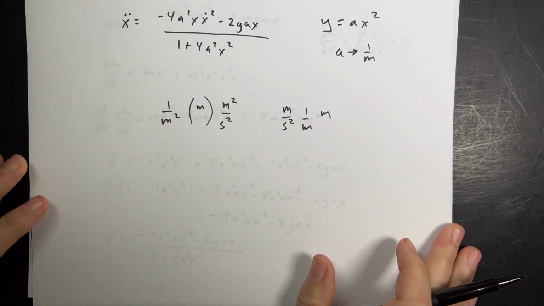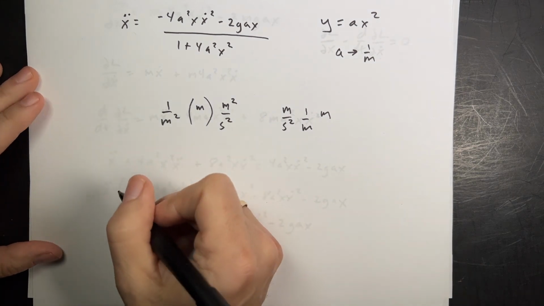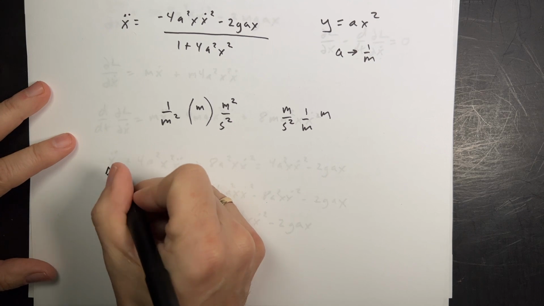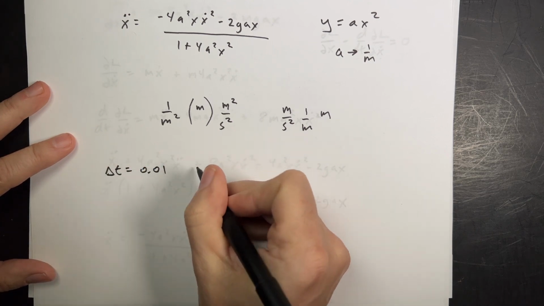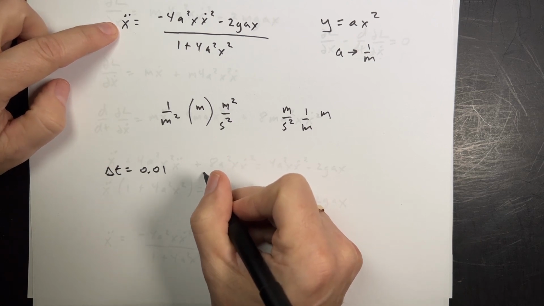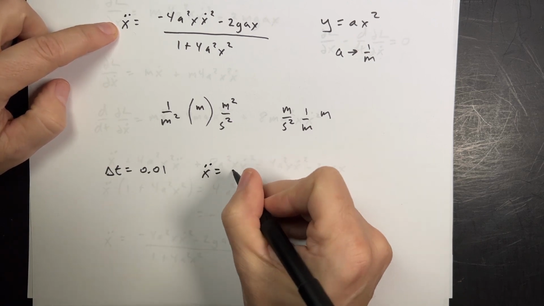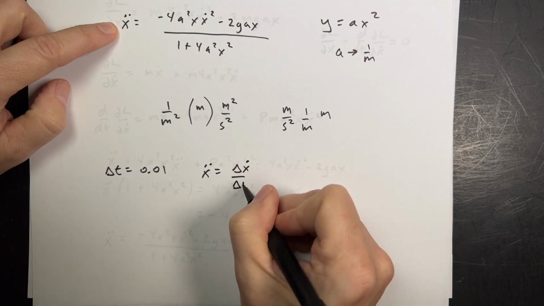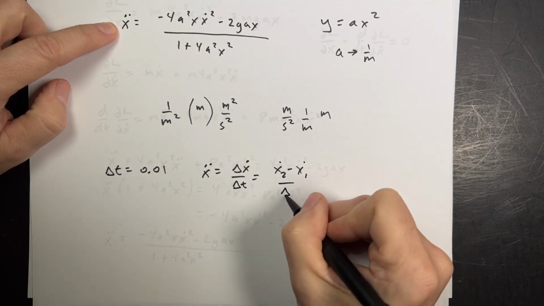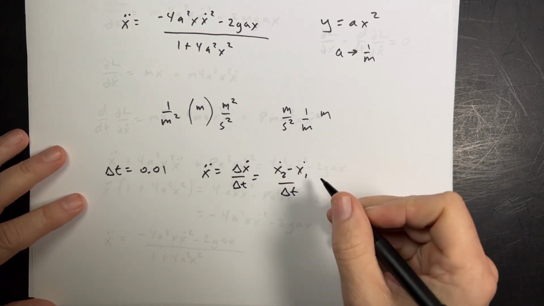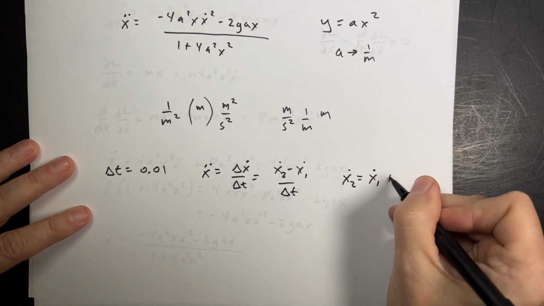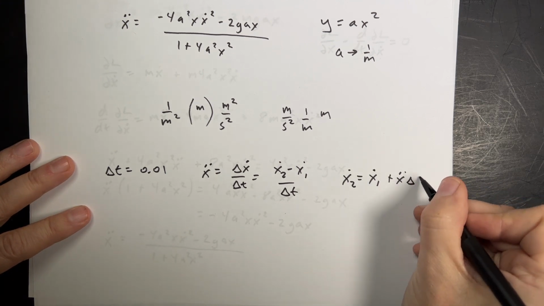Now let's plot this. We're going to use a numerical calculation in Python, and I'm going to use a delta t of 0.01 seconds. During that time, I'll assume x double dot is constant, such that x double dot is delta x dot over delta t, which is x2 dot minus x1 dot over delta t. I'm going through this fast because I just did it in my last video too. So this gives me x2 dot equals x1 dot plus x double dot delta t.